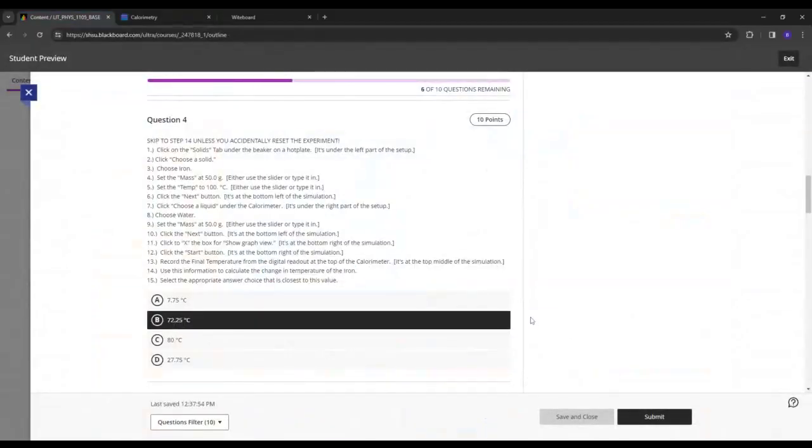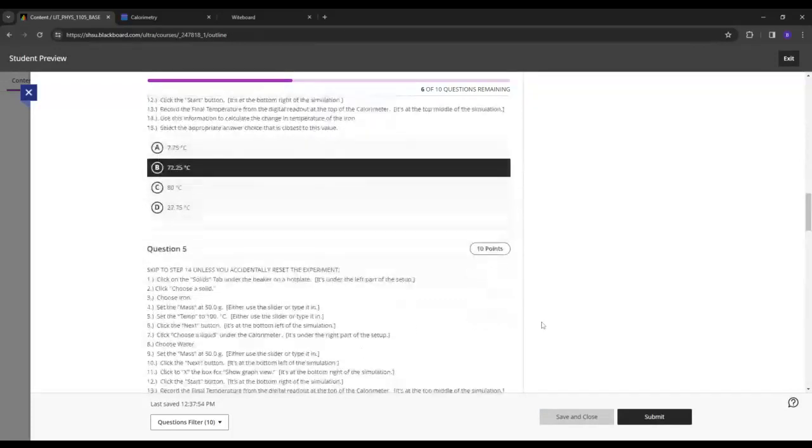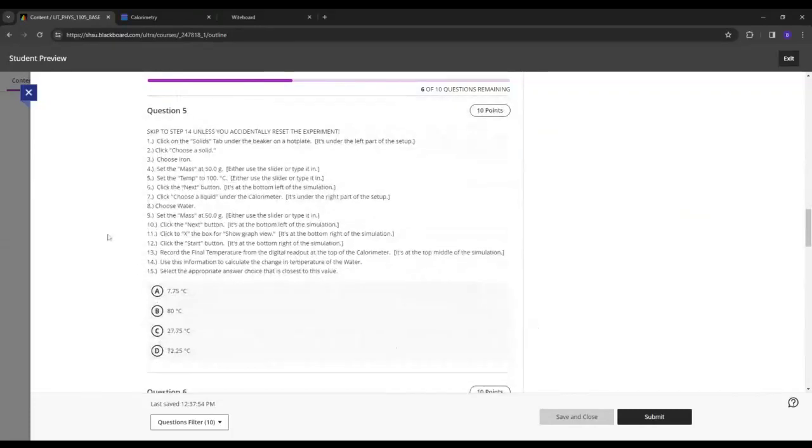So pretty big change in temperature for that metal, over 70 degrees Celsius, which is quite a bit. Okay, then similar work. Again, lots and lots of instructions, but if you don't reset anything until you're told to, then this part should be easy.